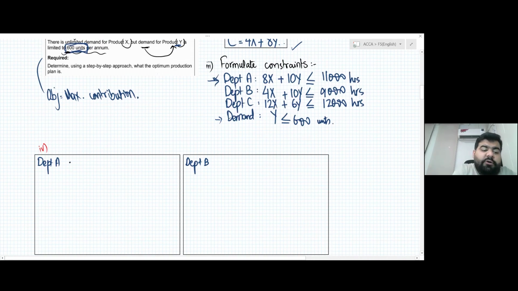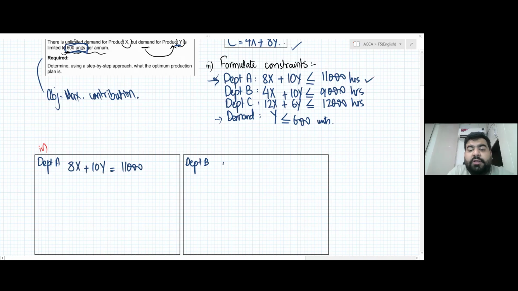The first formula, for department A, was 8x plus 10y. Now I have to add here equal to 11,000, not less than or equal to. This was just to understand the concept that it will be utilized 11,000 or less. That's why I've written less than or equal to. Here you can write equal to, simple.